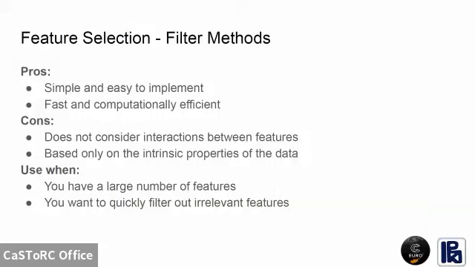The negative side is that it only considers the association between the input and output, but it doesn't take into consideration the interaction between features. So you have to be careful. It's also only based on intrinsic properties of the data. You use it when you have a large number of features and you want to sort out and select the most appropriate ones. It's a very efficient way to quickly filter out irrelevant features.